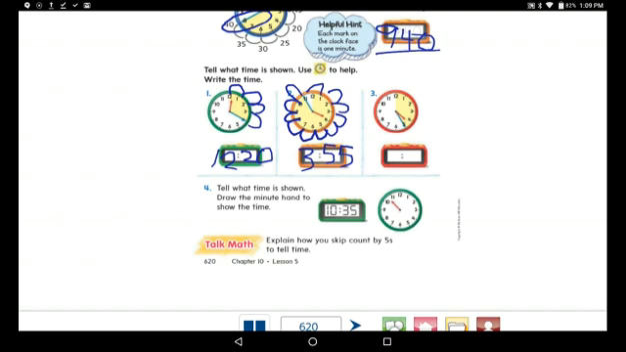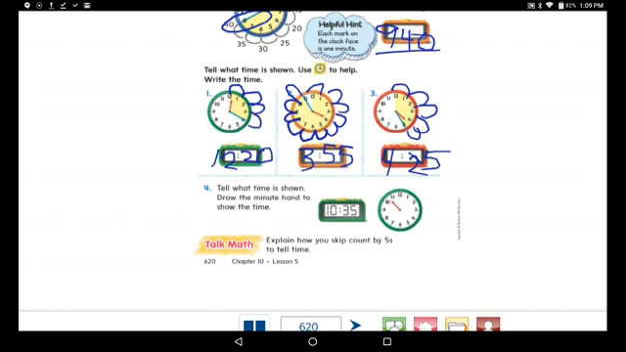Now the last question. The long hand is pointing on 5. Okay, let's start. 5, 10, 15, 20, 25. It's 25 minutes after 4. 25 after 4. So be careful, guys.